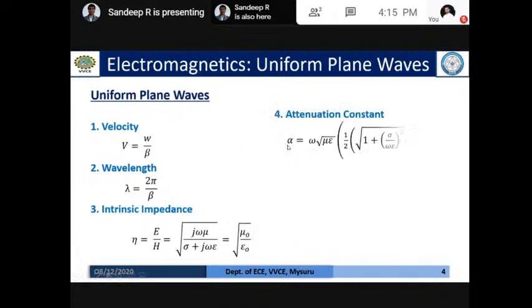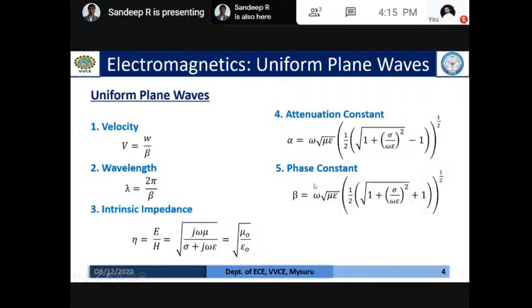The next one is attenuation constant. So this is the general formula of attenuation constant, alpha. Similarly, the general formula for the phase constant. Instead of the general formula, you can go through the formula for the attenuation and phase constant in different mediums. So that will be mainly asked. So how the wave travels in different mediums like perfect dielectric, good dielectric, and good conductor. So that we will discuss in the next slides.